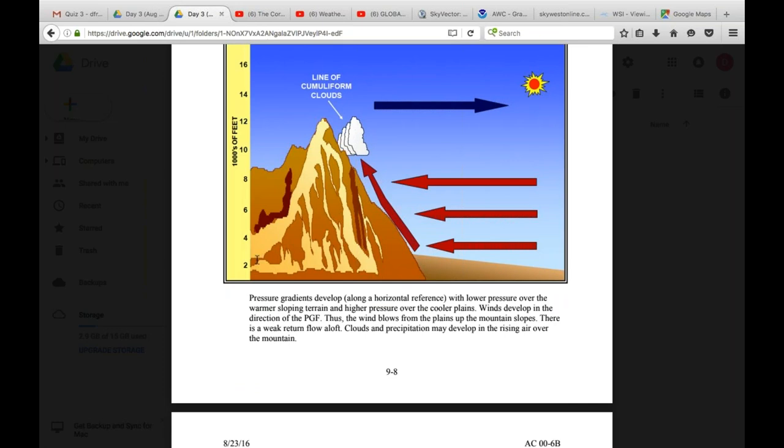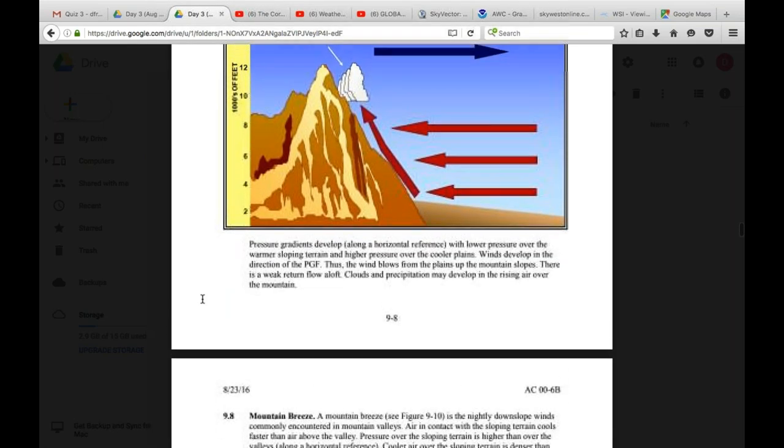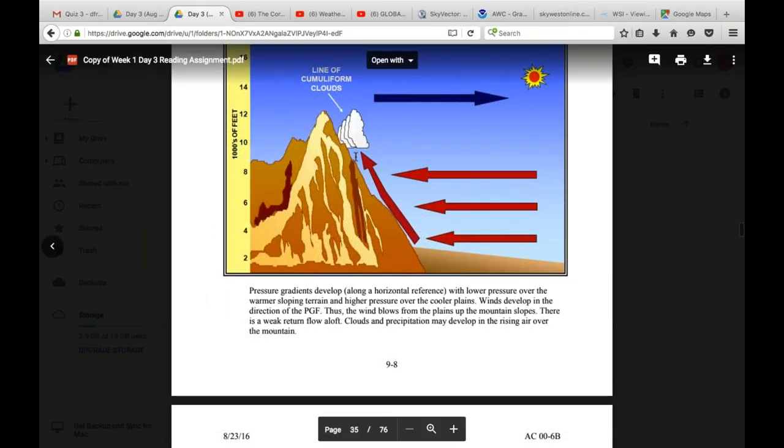So pressure gradients develop with lower pressure over the warmer sloping terrain and higher pressure over the cooler plains. Winds develop in the direction of the pressure gradient force. Thus, the winds blow from the plains up the mountain slopes. So sometimes with this lifting effect, we can end up with some rain or even thunderstorms up there, from these big cumuliform clouds.